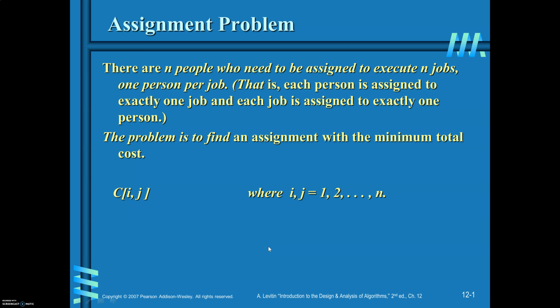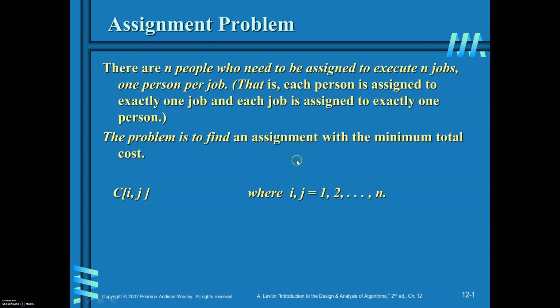In this video, I'll discuss how the assignment problem can be solved using the branch and bound design technique. There are n people who need to be assigned to execute n jobs, one person per job. That is, each person is assigned to exactly one job and each job is assigned to exactly one person. The problem is to find an assignment with the minimum total cost.